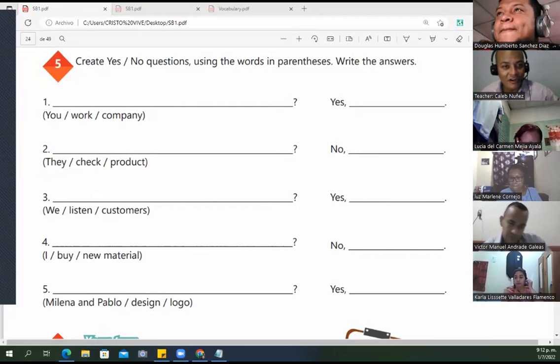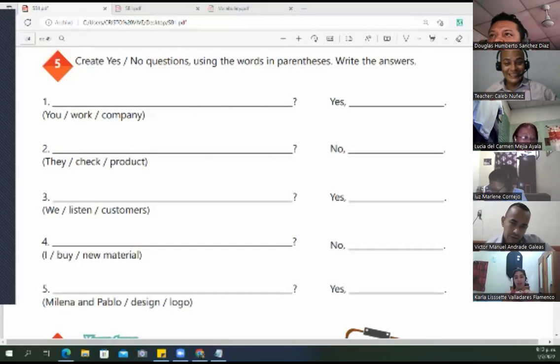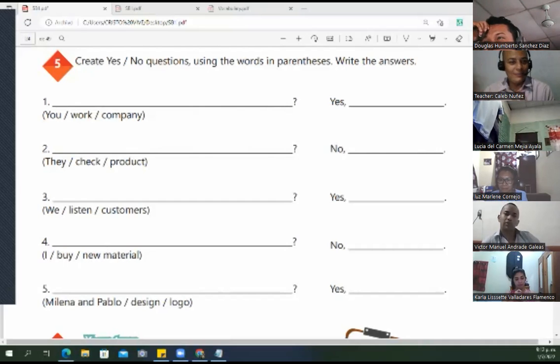Do you have a car? Yes, I do. Acuérdense que estas son yes, no, question. Entonces estamos forzados a contestar sí o no antes que nada. Y todo lo que venga después es bienvenido, pero va a ser algo adicional, ¿sí? So, yes, I do. No, I don't.